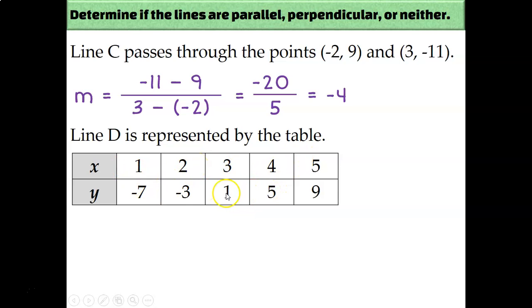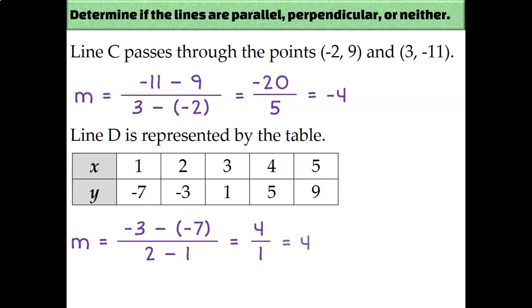Remember that tables give you too much information. You only need 2 points to calculate the slope of a line, and here we have 5 points. So just pick whichever 2 points you want to and plug them into the slope formula. I'm just going to pick the first 2 points in the table. So I have negative 3 minus negative 7, that's y2 minus y1, over x2 minus x1, which is 2 minus 1. So on the top, I have 4, and on the bottom, I have 1. So the slope of line D is 4.